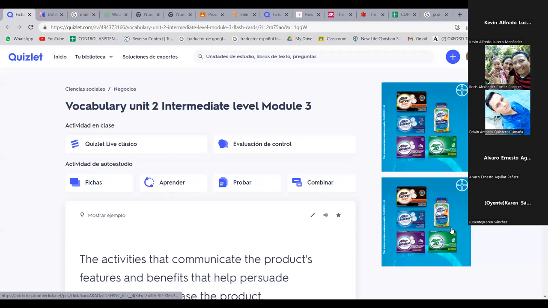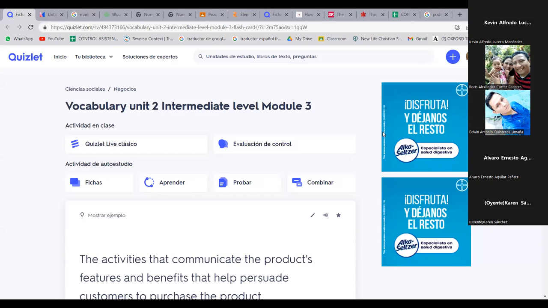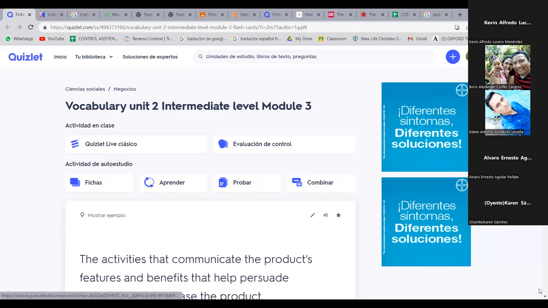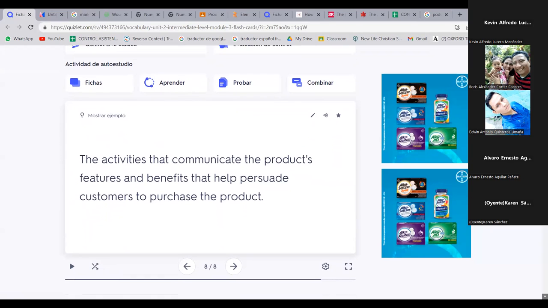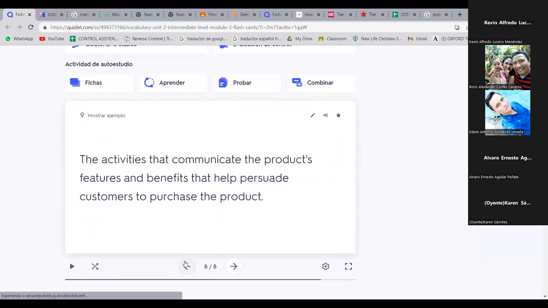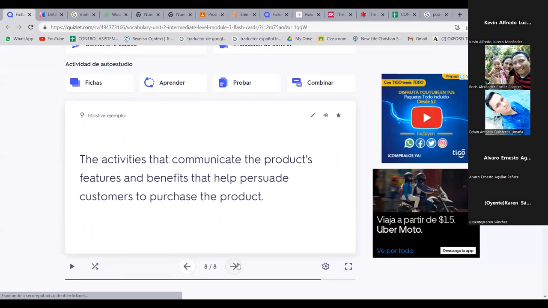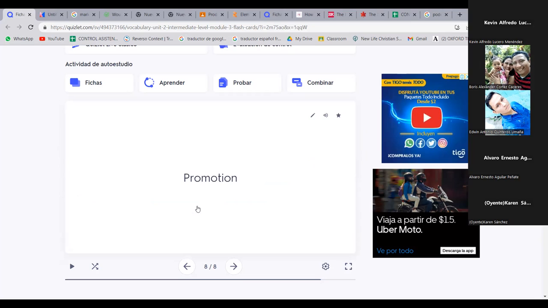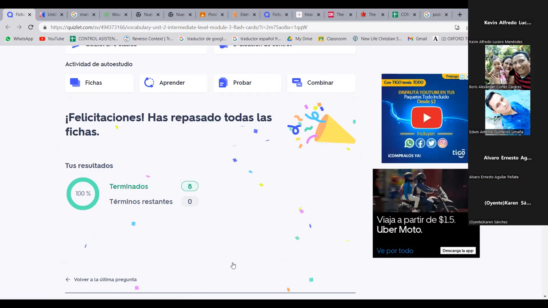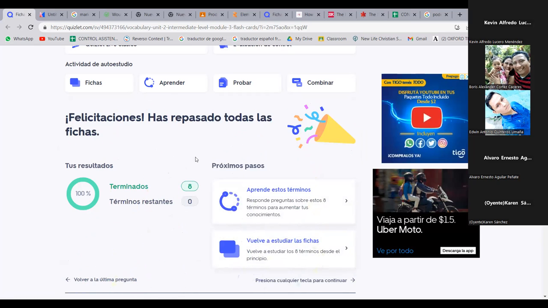So here we've got the definition. So you're going to say what it's requesting, okay? So now we're going back, okay? So this is 8x8. I don't remember if it goes right there or right there. The activities that communicate the product's features and benefits that help persuade customers to purchase the product. ¿Cuál sería la palabra? Which is the promotion. Very good. To communicate is the key word, right? To communicate is the key word. So, okay, we finished. Let's go back.